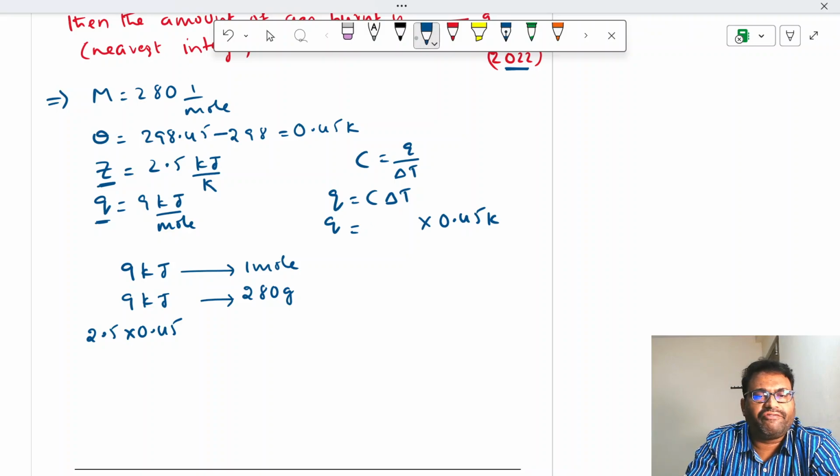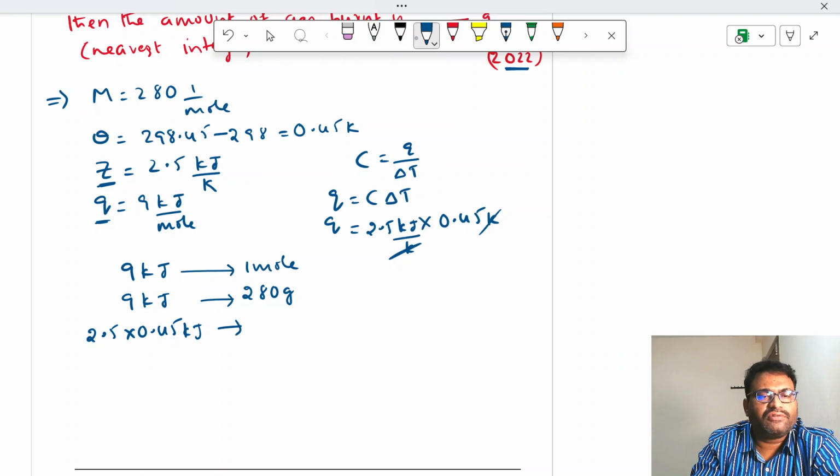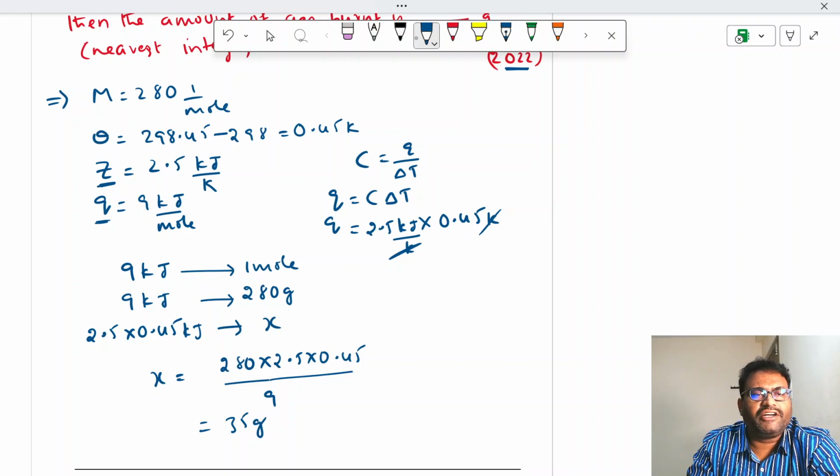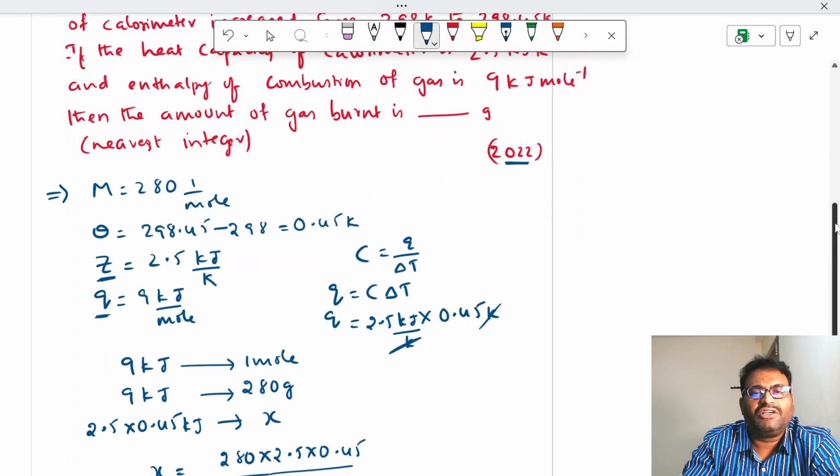You can see 2.5 kilojoule per Kelvin into Kelvin, so how much is this? Kilojoules. Let X be how many grams on combustion gives you this much amount of heat energy. So X is equal to 280 into 2.5 into 0.45 by 9. So what do you get? 35 grams. So the answer will be 35.